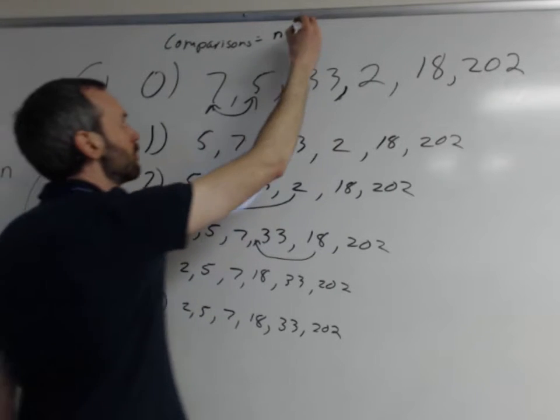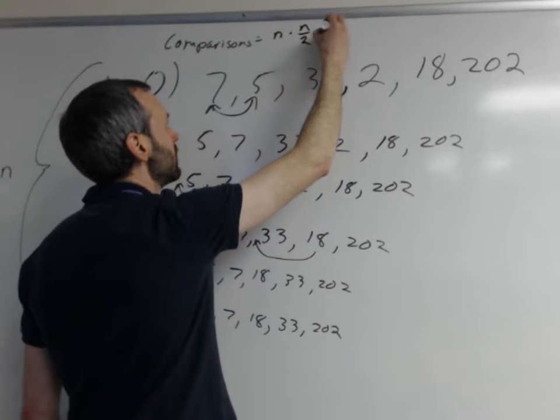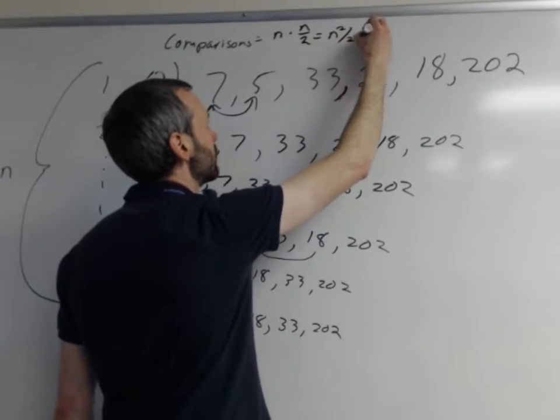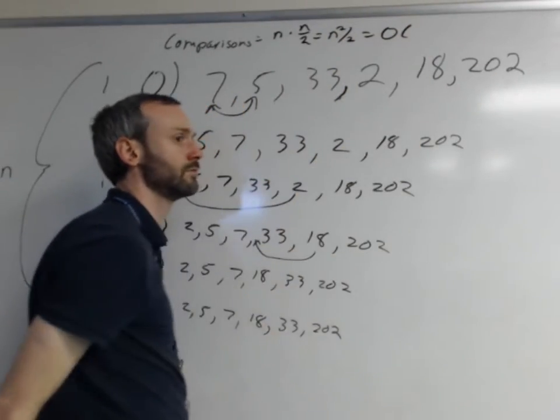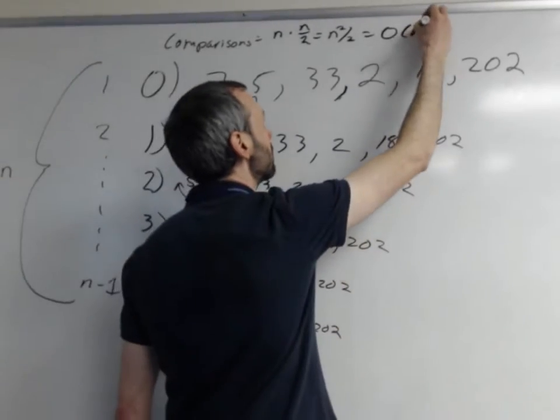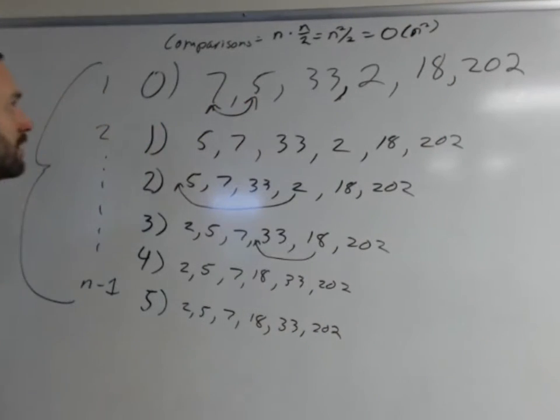Over 2. We'll just say N over 2, roughly, which is equal to N squared over 2, which is equal to the big O of N squared. All right. So comparison is still N squared.